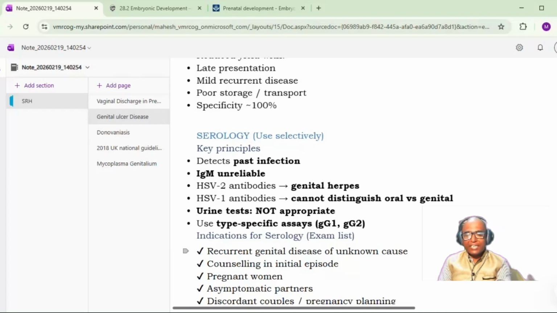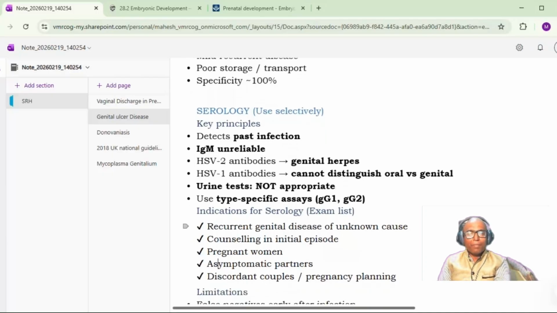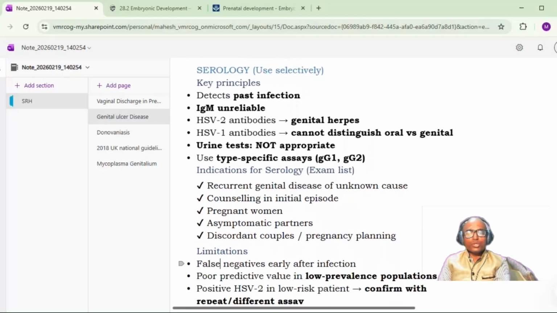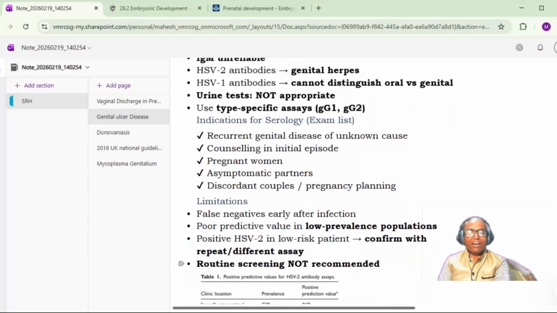Okay. Then coming to the indications for serology: recurrent genital disease of unknown cause, counseling in initial episode, pregnant women, asymptomatic partners, and discordant couples, or those who are planning pregnancy. You should do the serology in these patients. Limitations: there are false negatives after infection, and poor positive values in low prevalence.